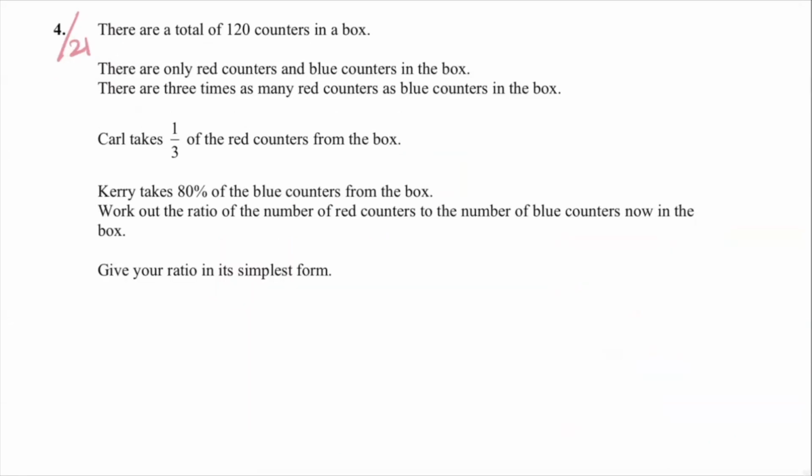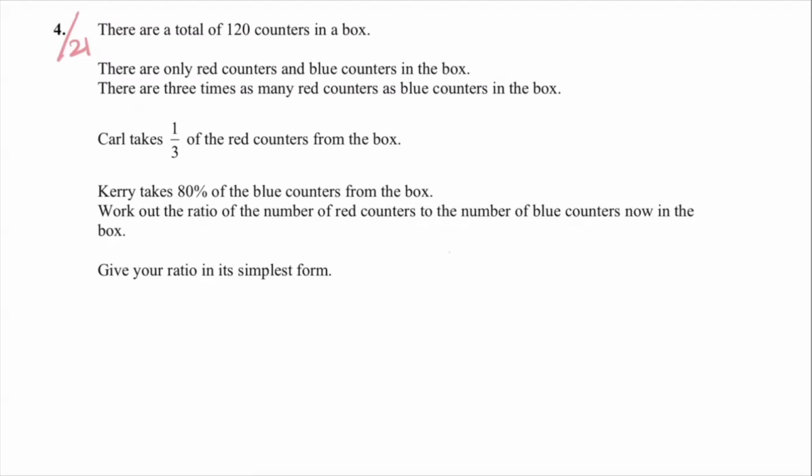So we've got red and blue counters in a box. There are 3 times as many red counters as there are blue counters. Carl is going to take 1/3 of the red counters. Kerry takes 80% of the blue, and we've got to work out the ratio of the number that are left in the box. So the first thing we really need to do is get our ratios together on this one.